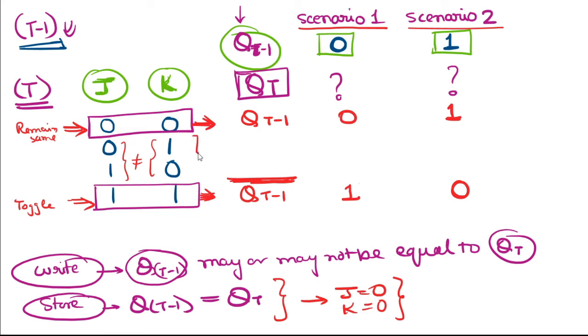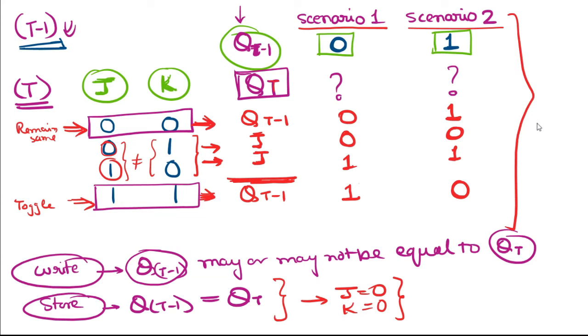Then what happens is, irrespective of what k is, k will be just the opposite of j, but the value of qt will be j. That means if j is equal to 0 here, qt will be 0 in all the scenarios. If j is equal to 1 here, that means qt will be 1 in all the scenarios.